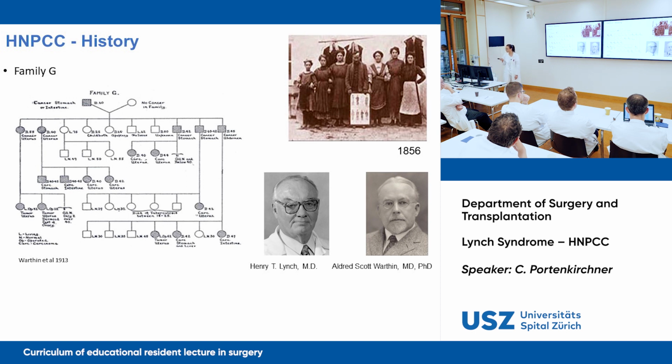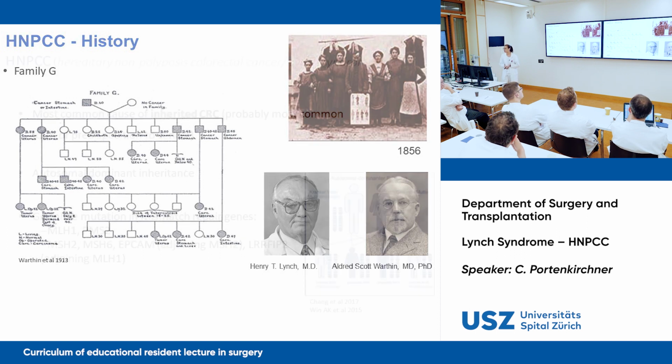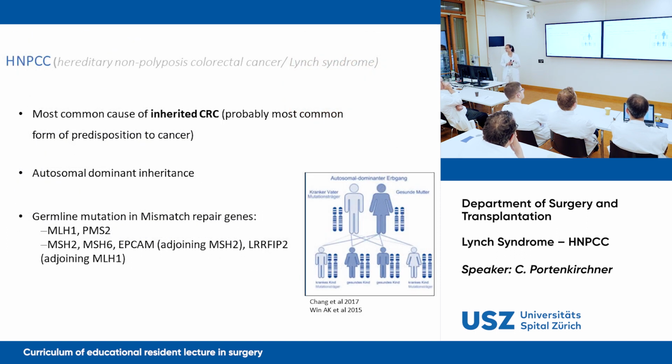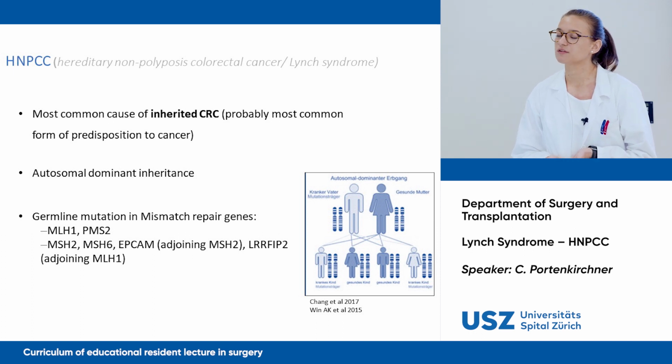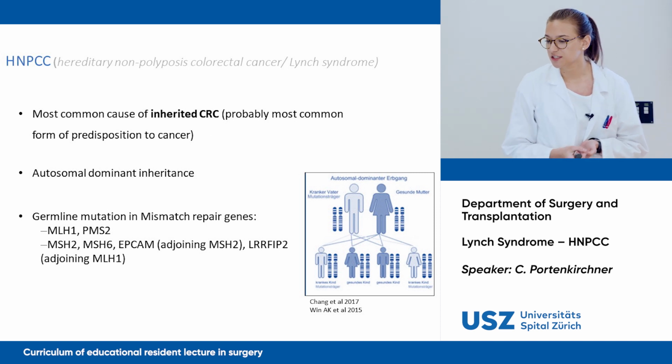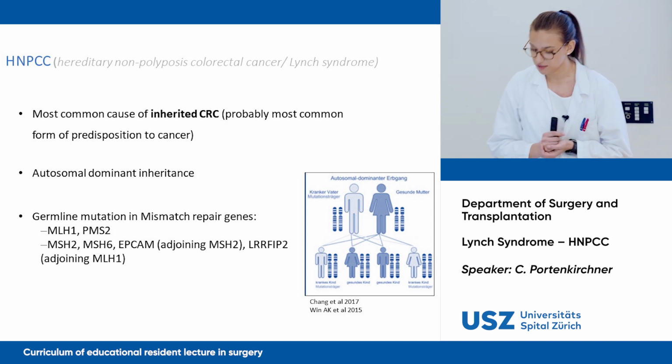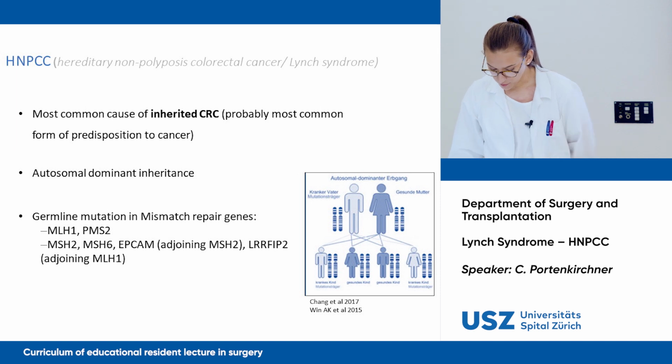Dr. Warthin died, and then Dr. Lynch picked this up again a couple of years later, and he was the first one who reported cancer family syndrome. And this is where we are right now: Lynch syndrome. As you now know, Lynch syndrome is the most common cause of inherited colorectal cancer. It's inherited in an autosomal dominant fashion, and we have germline mutations in these genes. We already heard about them.